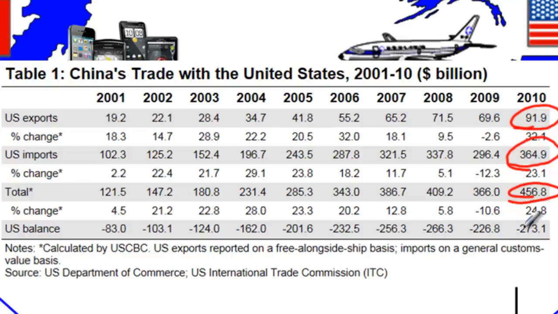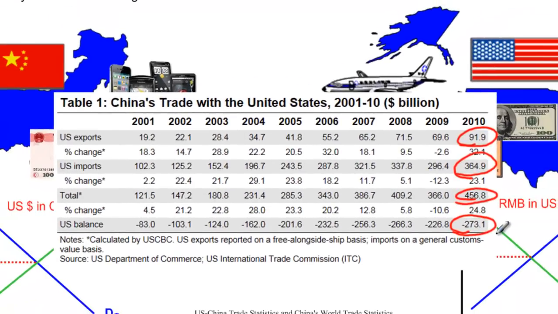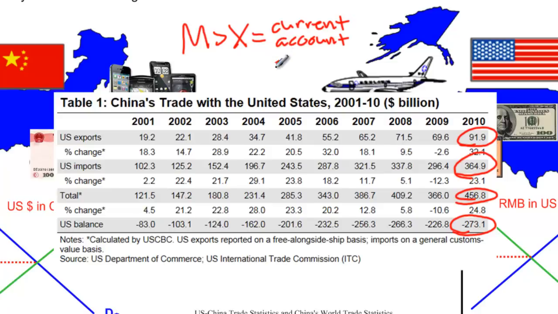But of that, $271 billion more is being imported into the United States than is being exported to China. The negative $273.1 billion represents the United States trade deficit with China in the year 2010. A trade deficit exists anytime a country's imports are greater than its exports to the trading partner. So this equals a current account deficit.